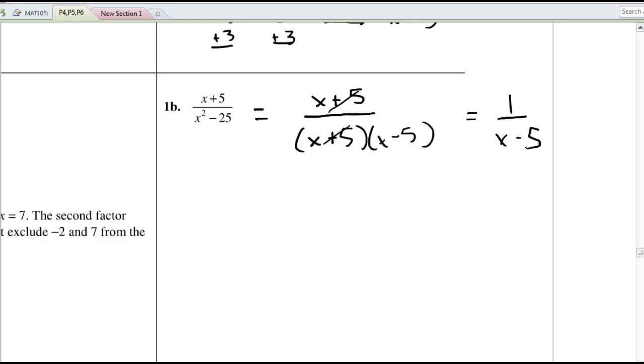But the thing is, even though the expression will look just like that, we still can't have the value 5 because the original value has to be defined in the function. So, in other words, we still have to exclude this value x equals negative 5, even though in the final expression it doesn't look like it's causing a problem. So in this one, we're going to exclude both of the values x equals negative 5 and x equals positive 5.